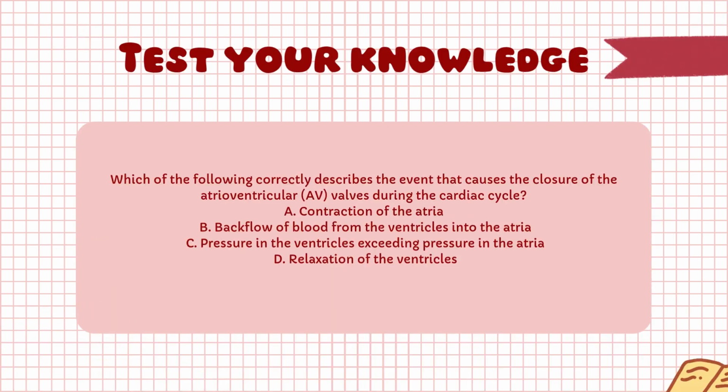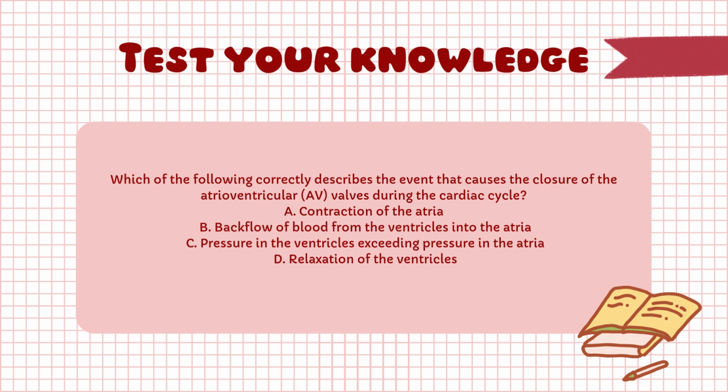Now test yourself with this quick quiz question. Which of the following correctly describes the event that causes the closure of the atrioventricular, AV, valves during the cardiac cycle? A. Contraction of the atria. B. Backflow of blood from the ventricles into the atria. C. Pressure in the ventricles exceeding pressure in the atria. D. Relaxation of the ventricles.